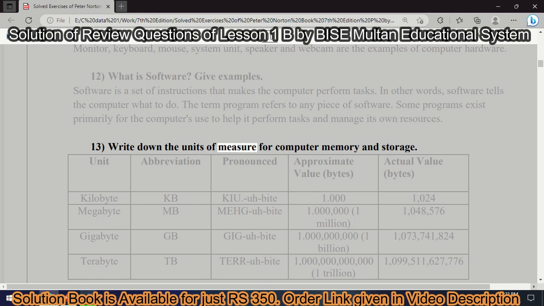13. Write down the units of measure for computer memory and storage. Kilobyte, KB, approximately 1,000 bytes, actual value 1,024 bytes. Megabyte, MB, actual value 1,048,576 bytes. Gigabyte, GB, approximately 1,000,000,000 bytes, actual value 1,073,741,824 bytes. Terabyte, TB, actual value 1,099,511,627,776 bytes.